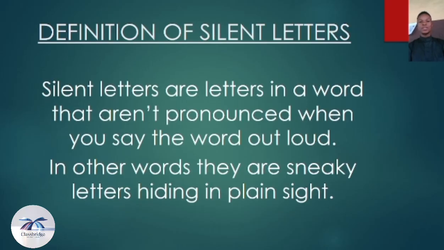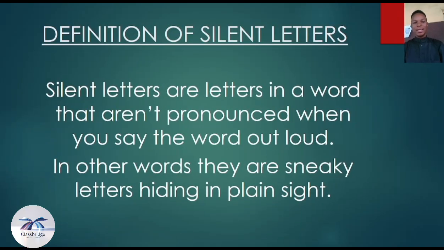You have to know the definition of something before you can know the features of that thing. So they are letters in a word that aren't pronounced when you say the word out loud. This means you can see those letters, but they do not have any form of prominence in the pronunciation process of that word. In other words, they are sneaky letters hiding in plain sight. Sneaky, but you can see them. Plain sight, they are very obvious. But when you pronounce the word, they are nowhere to be found.